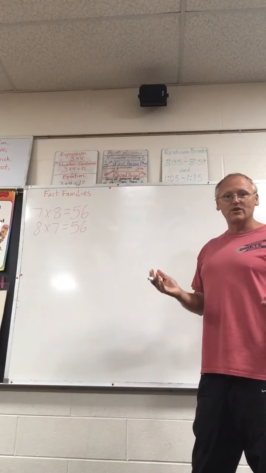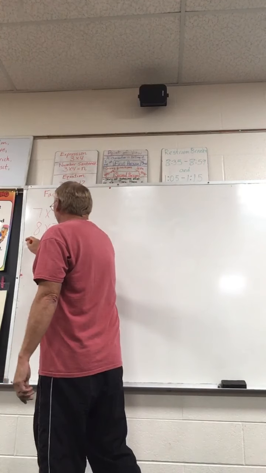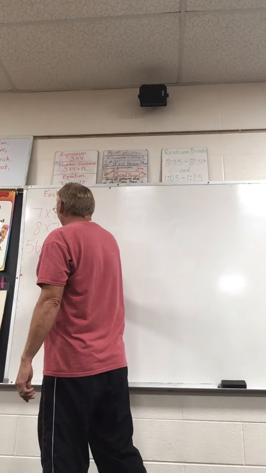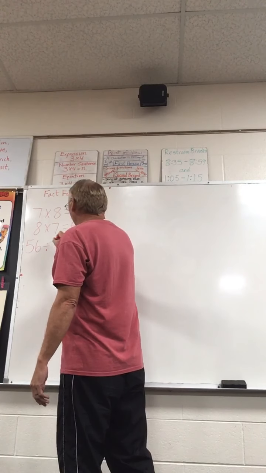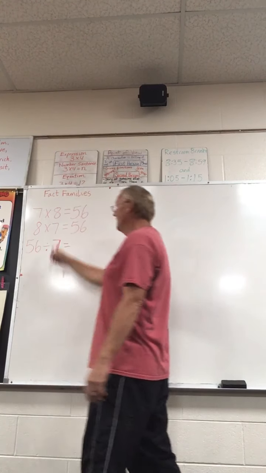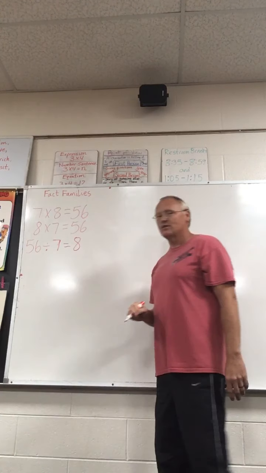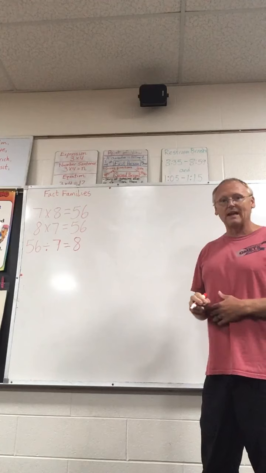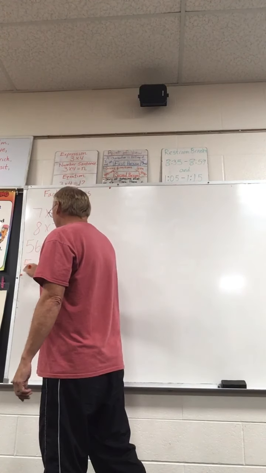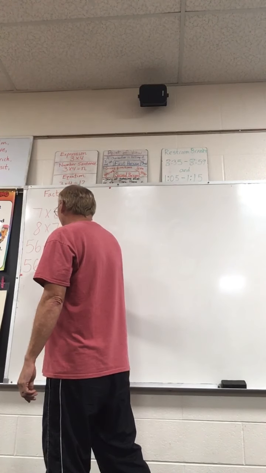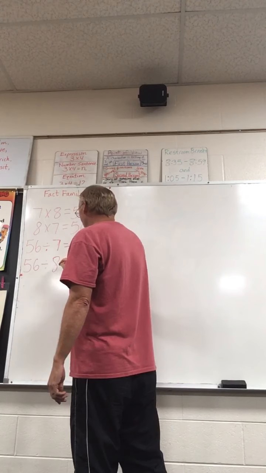Okay, now a division one. Remember, start with the biggest number. 56 divided by, let's go with 7, equals, and then the other number you haven't used is 8. Okay, so 56 divided by 7 equals 8. Now let's do our last division one. 56 divided by, this time we'll flip these, 8 equals 7.